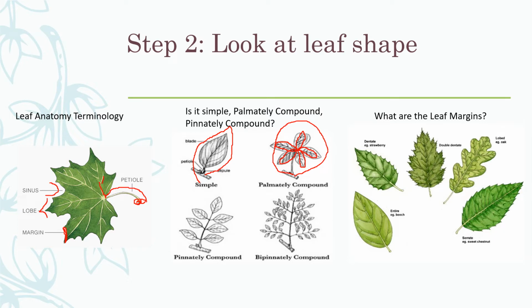Then we've got pinnately compound. This again is one leaf with several leaflets on it. Pinnately compound means that there are several leaflets coming off along the stem of the leaf. And then there's bipinnately compound, which is like pinnately compound times 2. It's a little bit more complicated, but don't worry about that one for now.